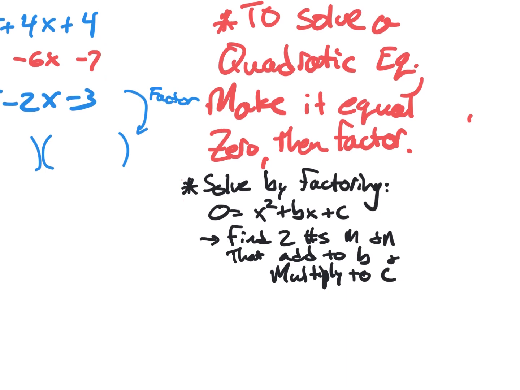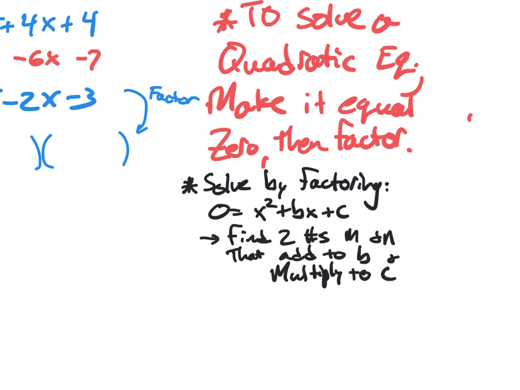So a little review on factoring or solving by factoring. If we have a quadratic trinomial, x squared plus something x plus something, we're looking for two numbers that add to b and multiply to c. And when you find those two numbers, we're going to factor it out as x plus m and x plus n. Now it might be plus, it might be minus, but we'll see how that works.